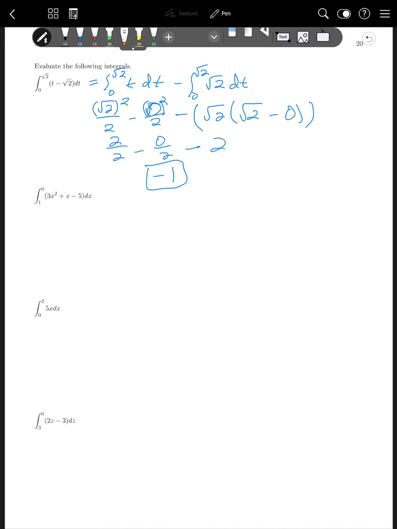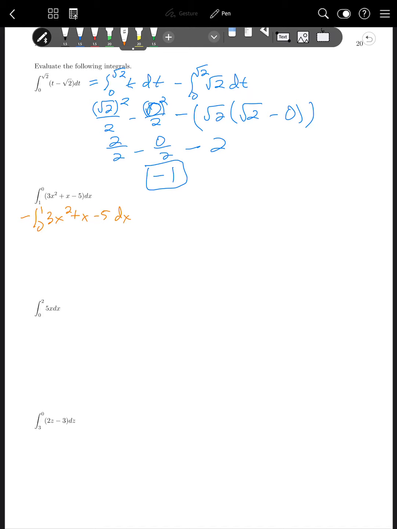So if we look at the second one here, there are a couple of things we need to notice. One is this is upside down. We go from a that is not less than b. So we want to flip this over. So this would be the opposite of the integral from 0 to 1 of 3x squared plus x minus 5 dx.